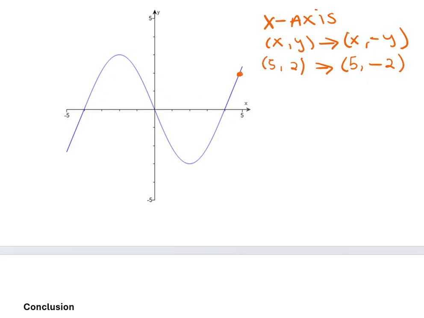So I go to 5, negative. If I'm at 5 and I'm going down right here to 2, is there any graph there? Am I touching anything? No, you're not touching the graph. So no, it does not have x-axis symmetry. Bye-bye. Okay, maybe it does have y. Let's check for y.